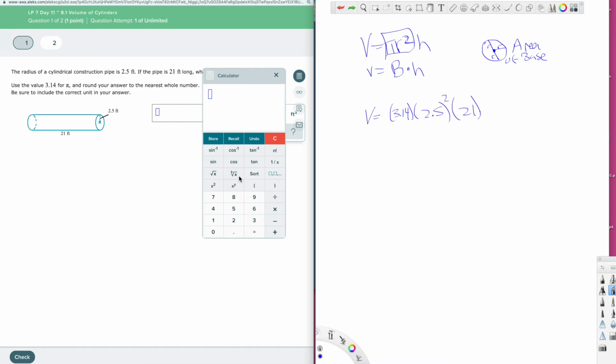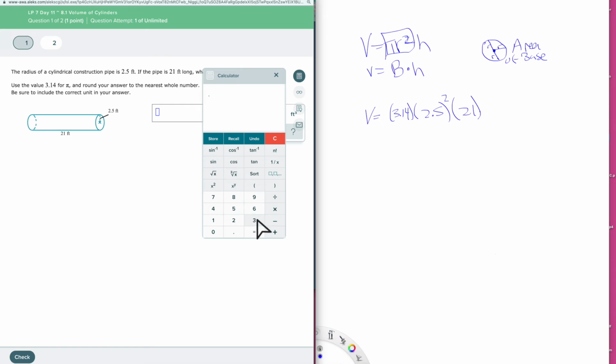All right, so we have the 3.14 times 2.5 squared. All right, so this is the area of the circle. I don't want to round in between anywhere. I need to wait until I get to my answer to round. Don't round within the problem. When they say round to the nearest whole number, wait till the end. So I want to multiply this by 21. Why isn't it doing it? There we go. So now I can think about rounding.